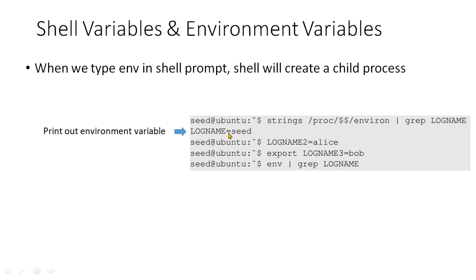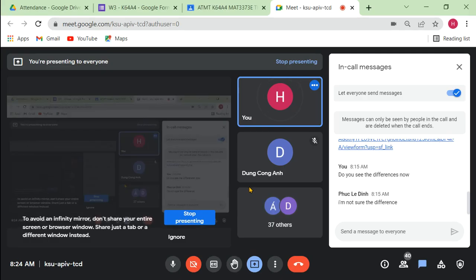So what do we see here? Do we see LOGNAME seed? Do we see LOGNAME2 Alice? Do we see LOGNAME3 Bob? So we have three different variables here. How many variables, or what variables, do we see here if you run env in a child process? This is the question I want you to answer, if you have understood the difference.